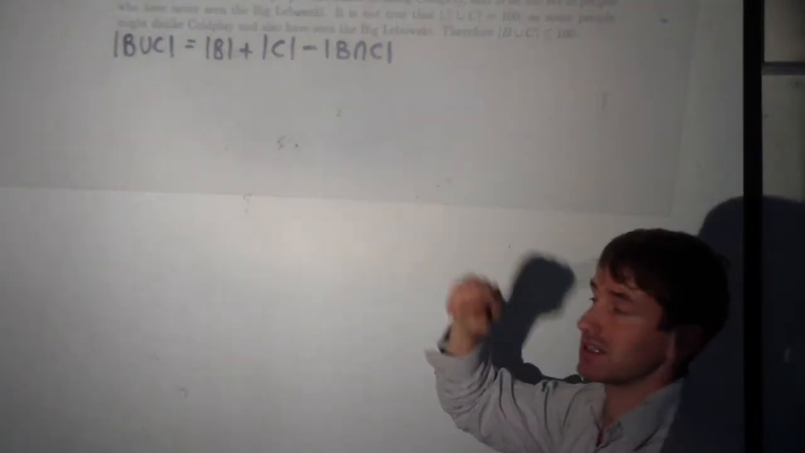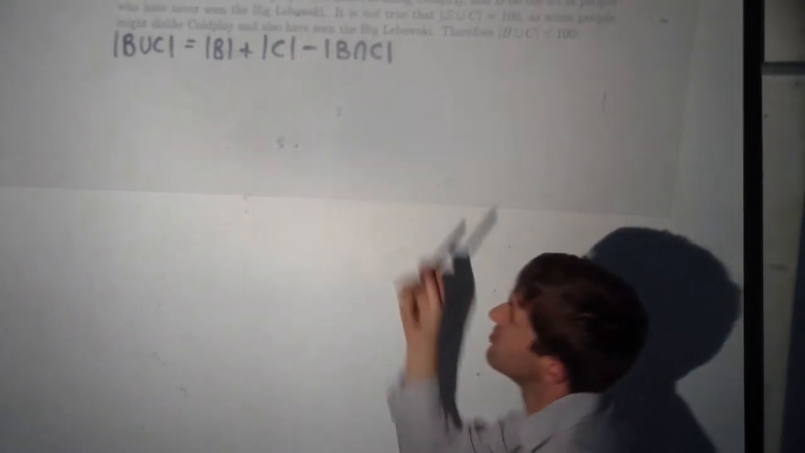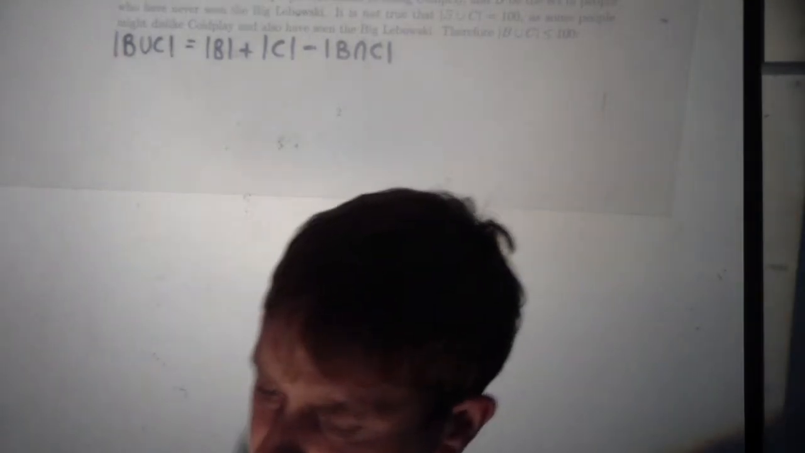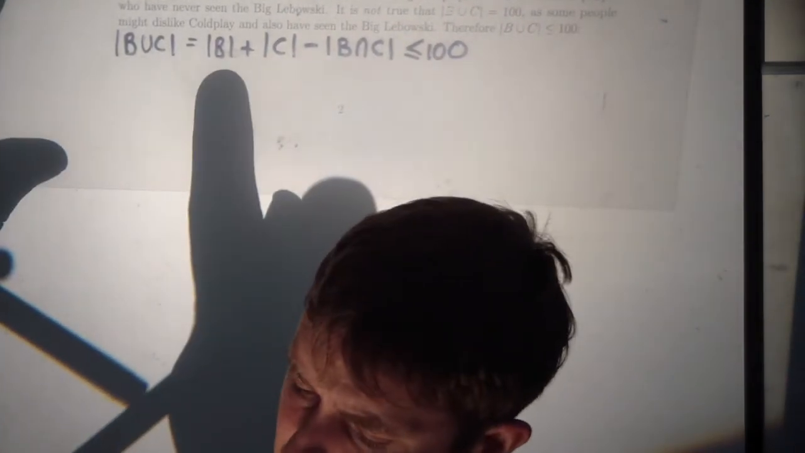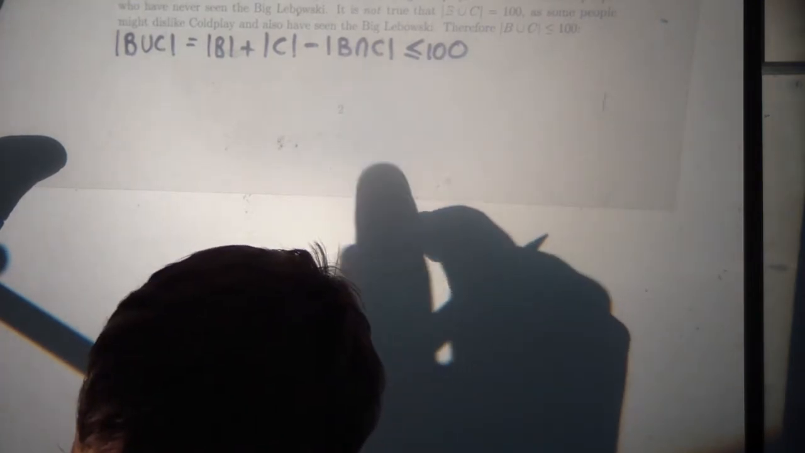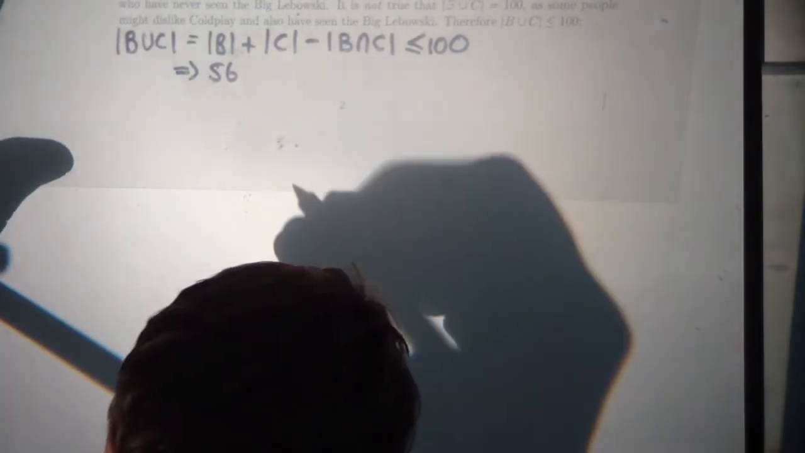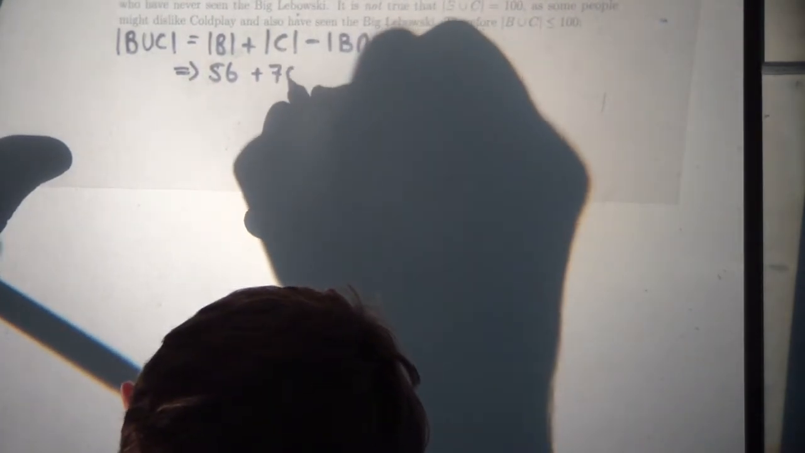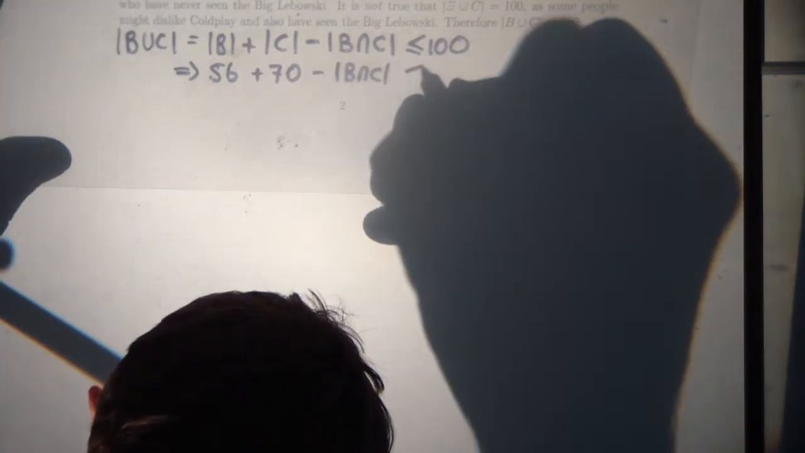And we know that in total, now it starts a slightly harder question, that this, which is the same as this, must be less than or equal to 100. And now we can put in the numbers. We know that 56 people have not seen The Big Lebowski. We know that 70 admit that they like Coldplay. Take away the number of elements in B intersection C, less than or equal to 100.